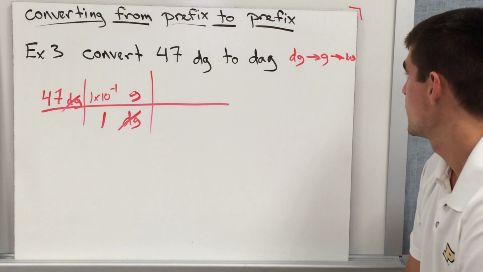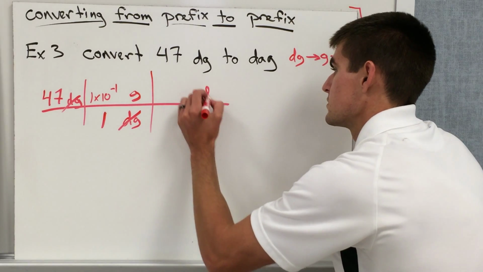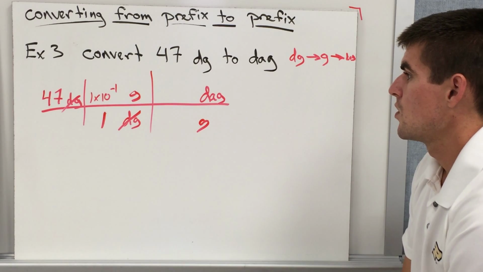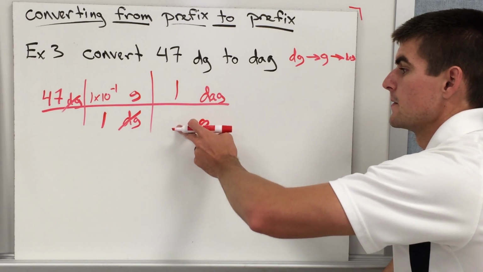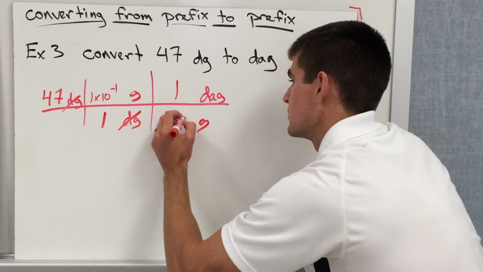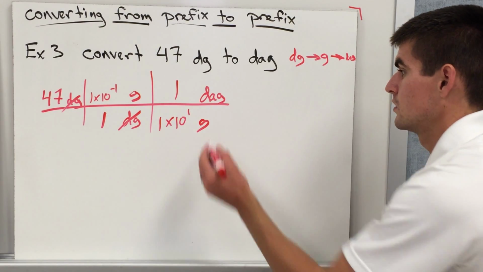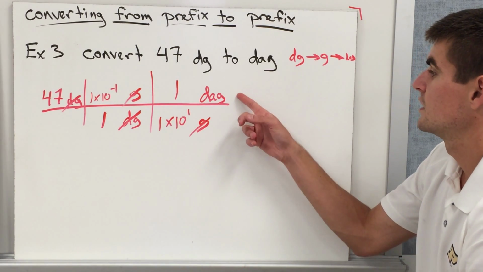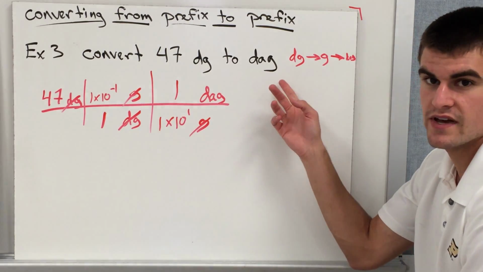I'm going to draw another line. And now this time I want grams to cancel, and I'm converting to the decagram. Well, 1 goes next to the one with the prefix. On the bottom, we use that prefix to come up with this number, and that's 1 times 10 to the first, or just 10. Grams are now gone. We don't care about them anymore. The only unit we have left is the DAG, the decagram, which is good because that's what it's asking for.